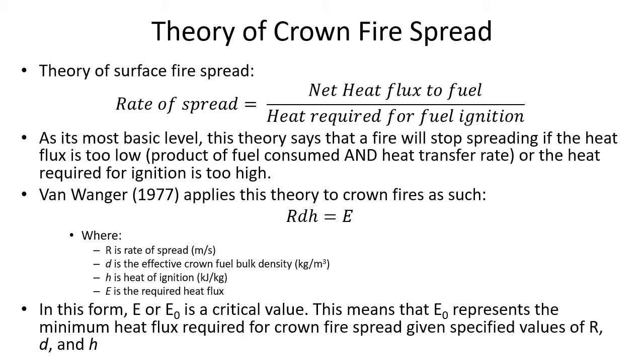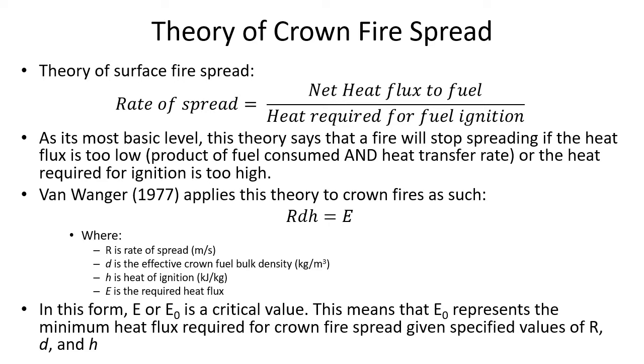So based on this theory, Van Wagner put together this equation here, R·D·H equals E. Basically, it's saying the rate of spread times the effective bulk density, right? So effective bulk density is just the crown fuels that are actually available to be consumed.